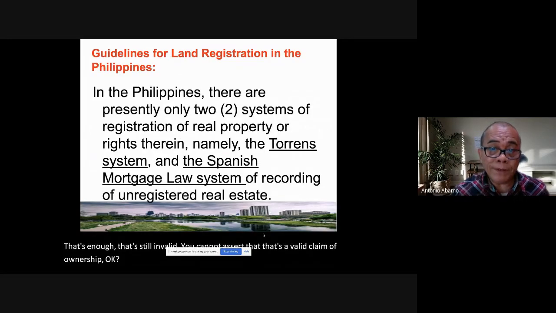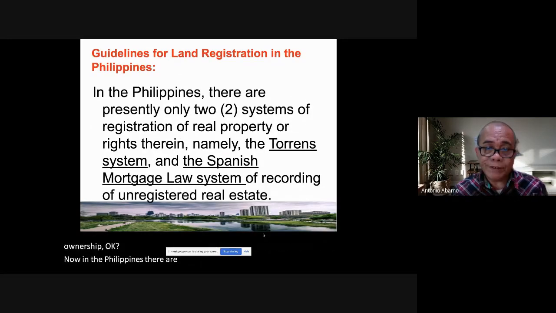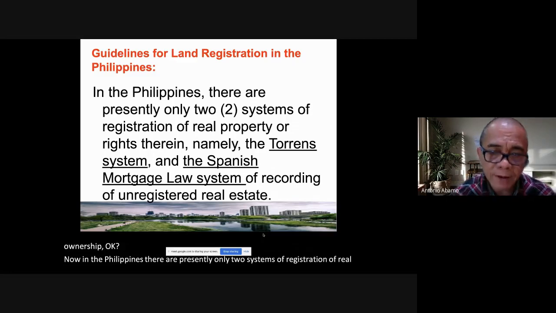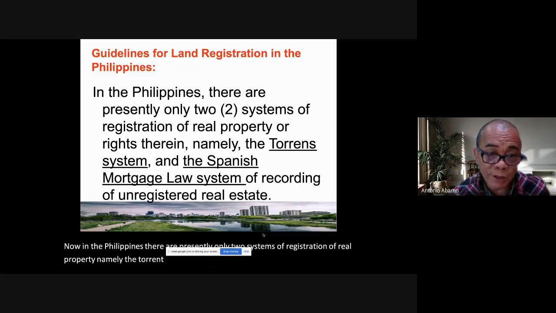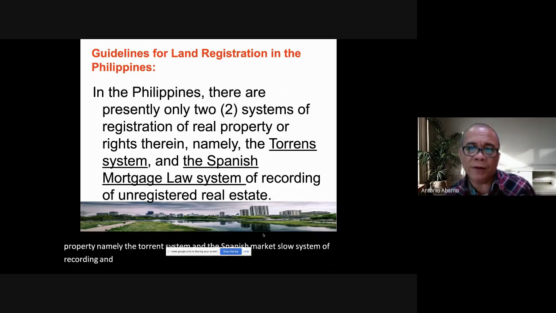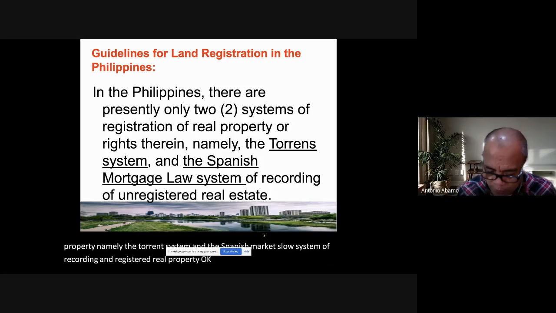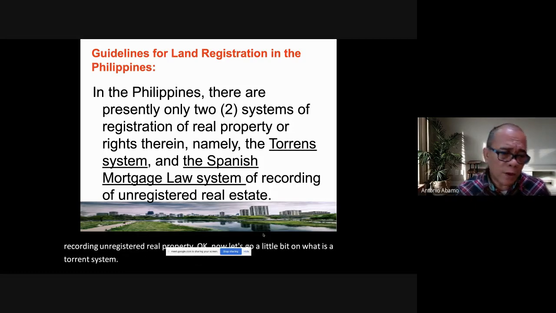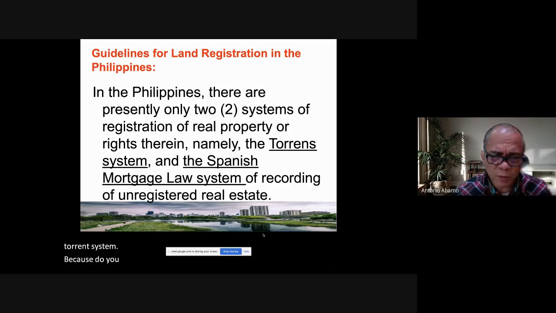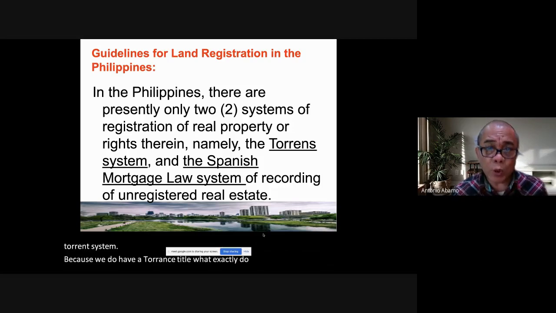Now, in the Philippines, there are presently only two systems of registration of real property, namely the Torrens system and the Spanish mortgage law system of recording and registered real property. Okay. Now let's go a little bit on what is a Torrens system, because we know. Do you have a Torrens title? What exactly do we mean by Torrens title?